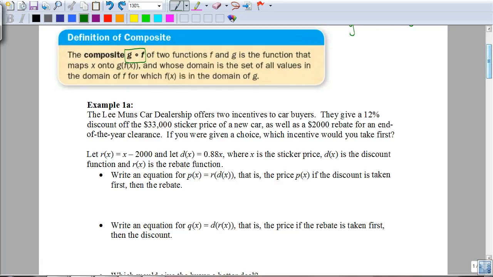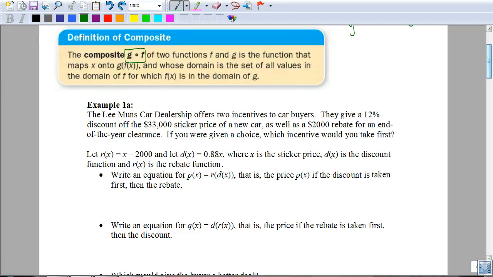It says the Lemons car dealership offers two incentives to car buyers. They give a 12% discount off the $33,000 sticker price of a new car, as well as a $2,000 rebate for an end-of-the-year clearance. If you were given a choice, which incentive would you take first? Or would it matter? Well, they've already given us the two functions we're going to be using.